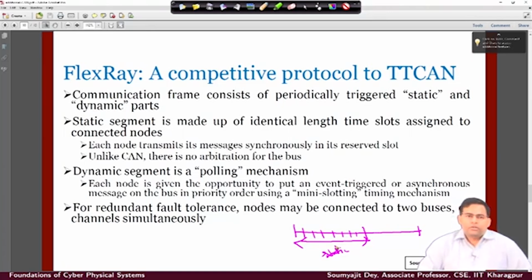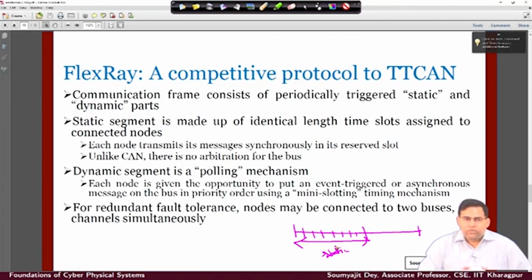Okay, so in the dynamic segment we need some kind of mechanism to decide who will send and who will not send, right? In the case of FlexRay, each of the nodes is given the opportunity to put an event triggered or asynchronous message on the bus in a priority order using something called a mini slotting timing mechanism. We are not going into the details of FlexRay here as part of this lecture. Here we are just covering the details of CAN.